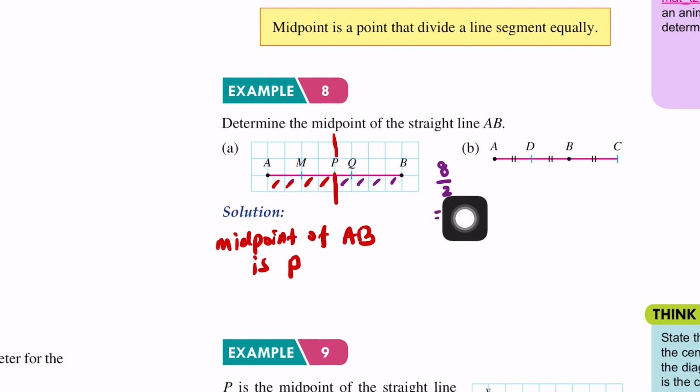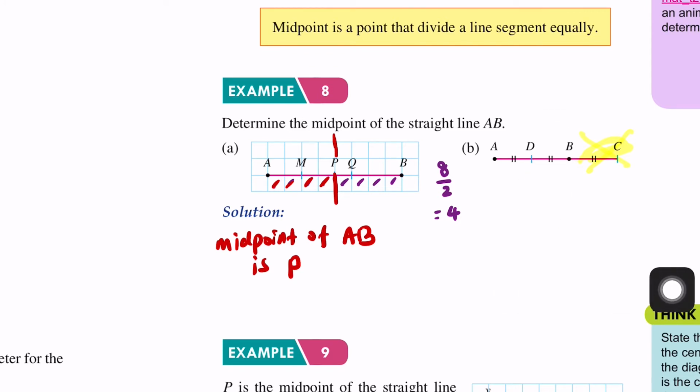Where is straight line AB? A to B. So we only look at this line. We can ignore this part, it's not included in the question. So we only look at AB. Now A to B, there is D in the middle.